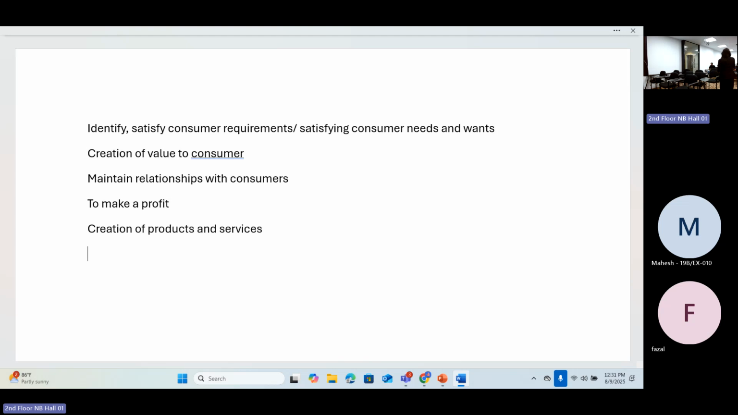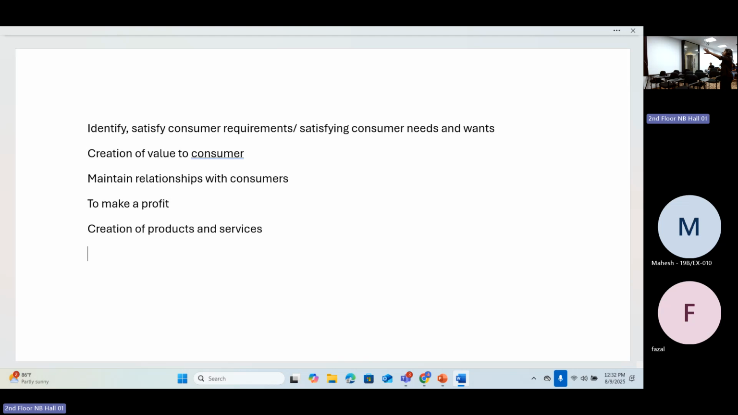In the exam, it will not ask you to write what is marketing. That kind of question will not be there. But when you are going through definitions, you don't have to remember all of them. Instead, you can create your own definition and refer to it. Right? But the key points should be there. Right?